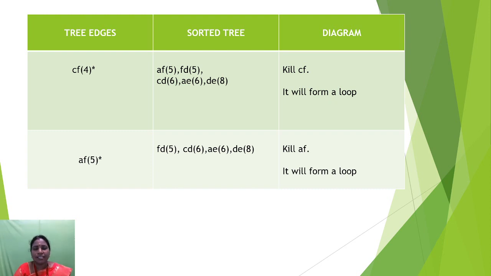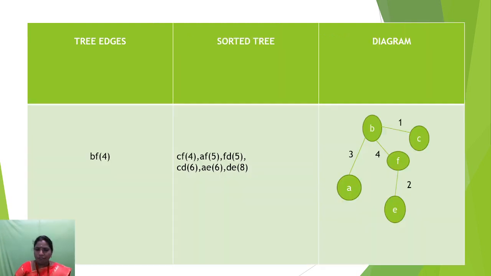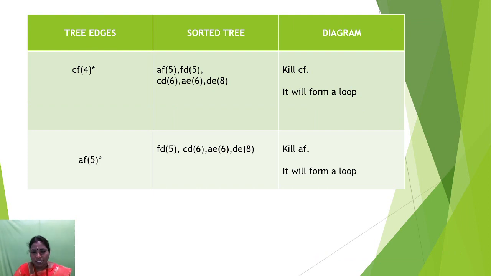Once again, you check the next sorted tree element. What is the next one? AF5. The weightage is 5. This is also killed. Why? Suppose I am connecting A and F, the weightage is 5. What will happen? A, B, F form a loop. Again I want to come to a conclusion. When the graph comes to a loop, surely I never use the values, so I go for kill, and it will form a loop, so I drop these two elements.